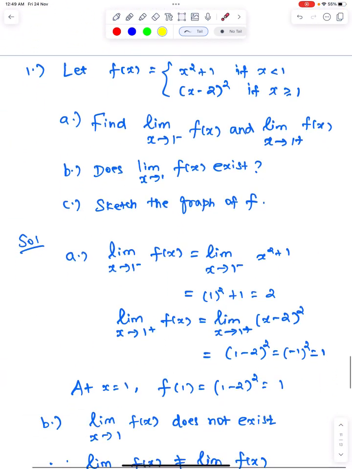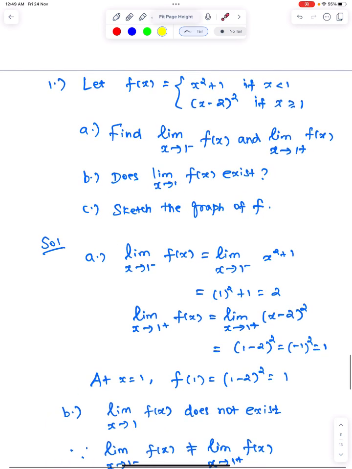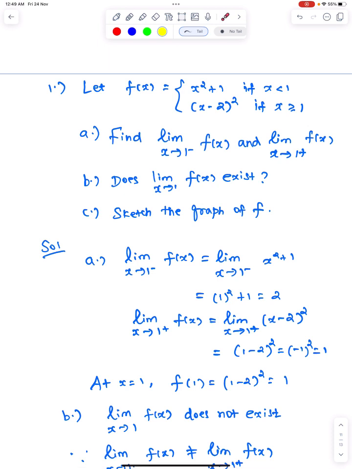Now let me discuss some more concepts: how to find the left hand limit and right hand limit for a split function like this. Whenever you have a split function like f of x equal to x square plus 1 when x is less than 1, and f of x equal to (x minus 2) power 2 when x is greater than or equal to 1, we are going to find the limit of f of x when x tends to 1 from the left hand side, and when x tends to 1 from the right hand side, that is the right hand limit. Now, does the limit of f of x as x tends to 1 exist? And they're asking to sketch the graph for it, right?